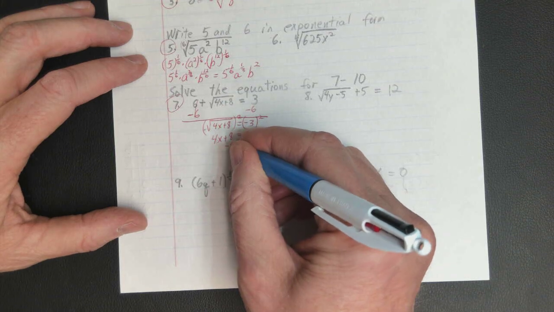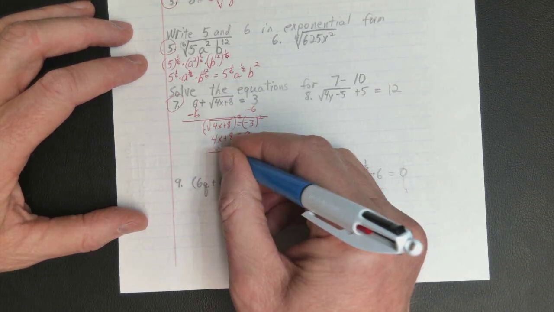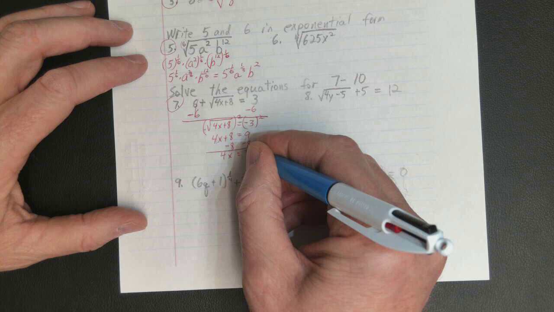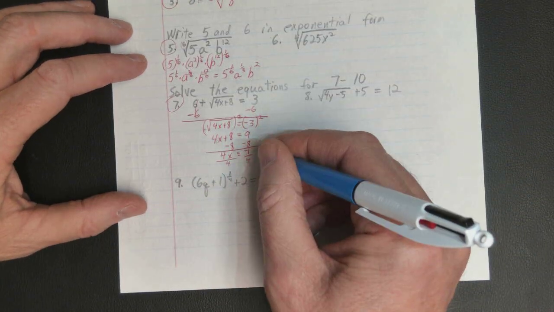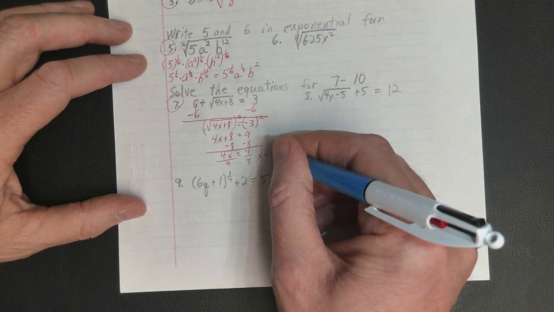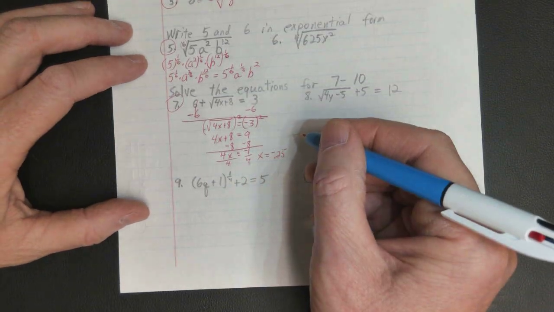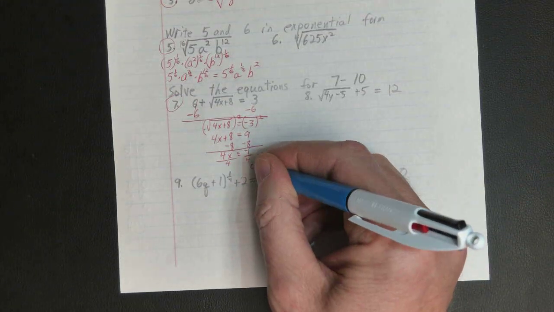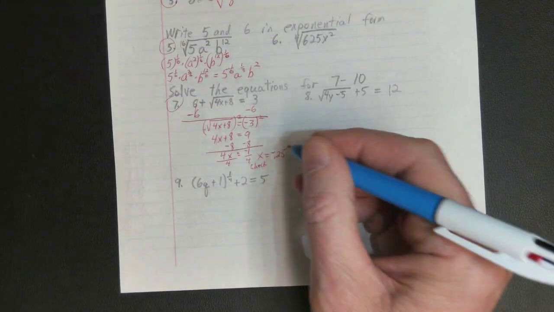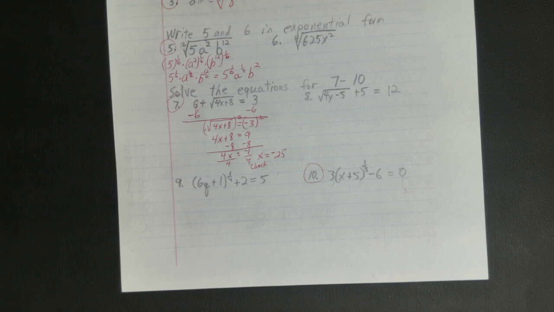I'm going to subtract 8 from both sides. I have 4x equals negative 1. I'll divide by 4. And I'll have x is negative 1/4, or negative 0.25 if you prefer. We do need to check. When you're solving radical equations, you need to check your answer.